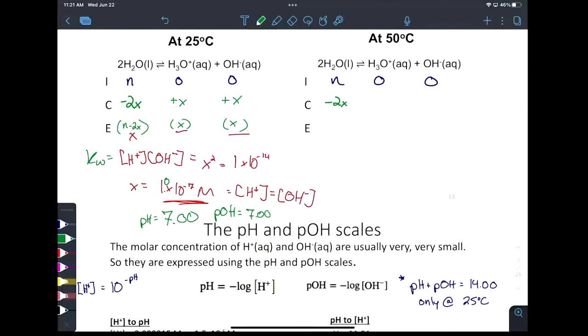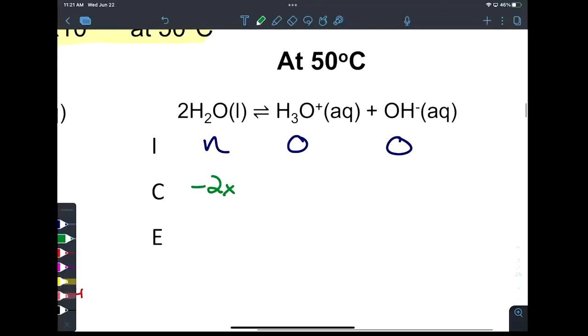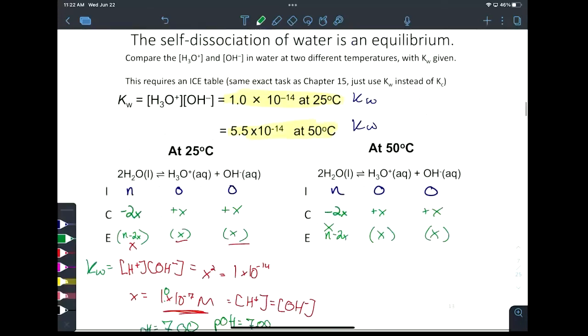All right, let's do the same thing but at 50 degrees. Will the ice table look any different? No, it's going to look the exact same. The only difference is the KW value we use. So for every 2x amount of water we lose, we gain x amounts of both of those things. So n minus 2x, again, this number doesn't actually matter because it doesn't go into KW. And so it should look exactly the same. So KW is equal to x squared, but instead of 1 times 10 to the negative 14, we get 5.5 times 10 to the negative 14.